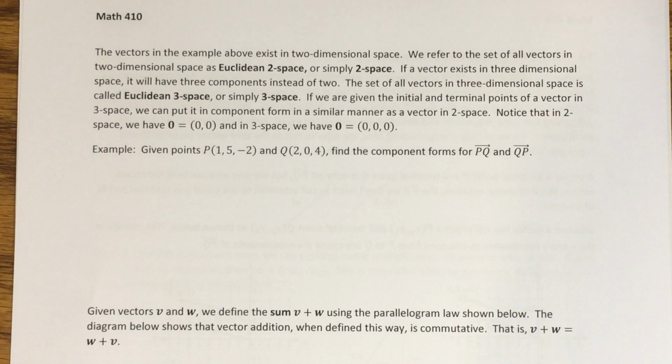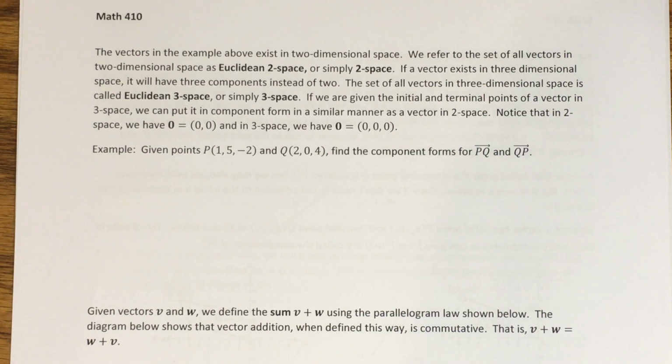If you're talking about a vector in three-dimensional space, then that's going to have three components instead of two. In three-dimensional space, we use an x, y, and z axis. So the components of a three-dimensional vector are going to represent the displacement as you move from your initial to your terminal point in the x, y, and z directions. You need three components for that. The set of all vectors in three-dimensional space is what we call Euclidean three-space.